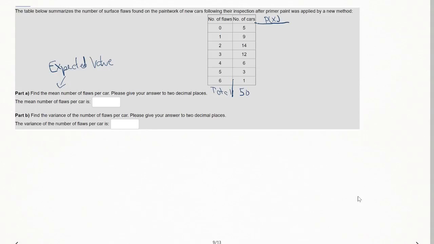So the first case would be, I'll write them on the sides here, 5 over 50, or an easier way for us to do that is 0.1. The next one would be 9 over 50, which would be 0.18. Okay, and we can go on down the line. So you get 0.28, 0.24, 0.12, 0.06, and 0.02.